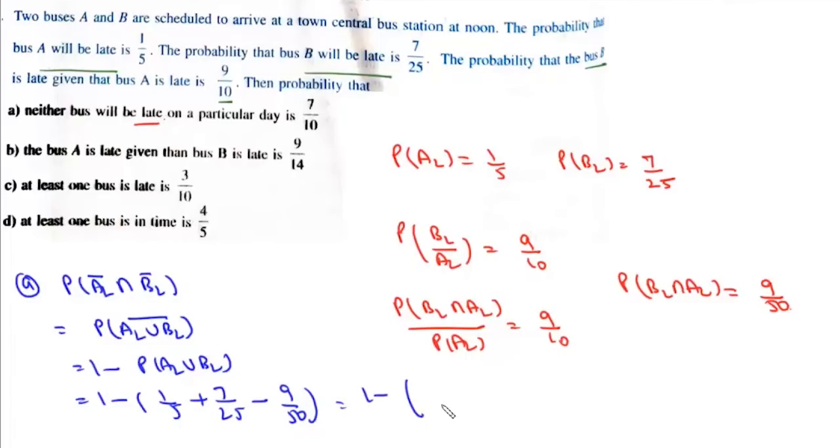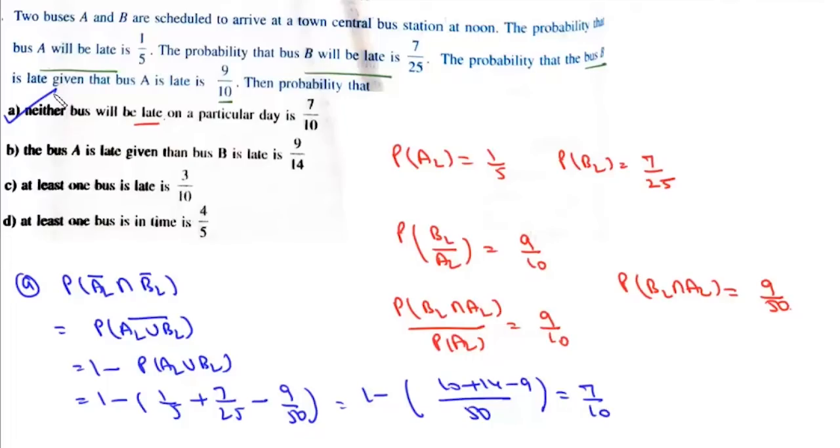Now this is 1 minus 9/50... so that will be 15 by 50, 3 by 10, which is 7 by 10. So this probability will be 7 by 10. That means this option A is correct.